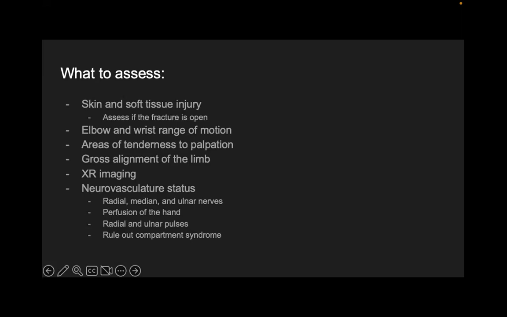Okay. So now we've checked the neurovascular status. Actually, we checked the nerve status. What's the other part of that? Vasculature, right? So you're going to check pulses. And that's self-explanatory, radial and ulnar pulses.